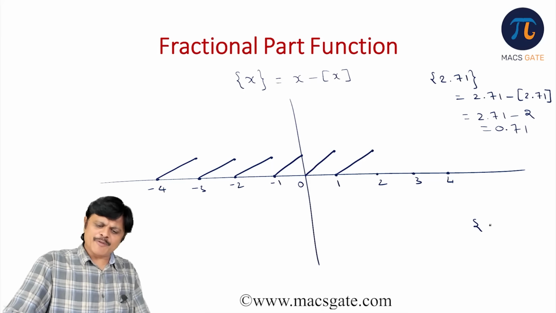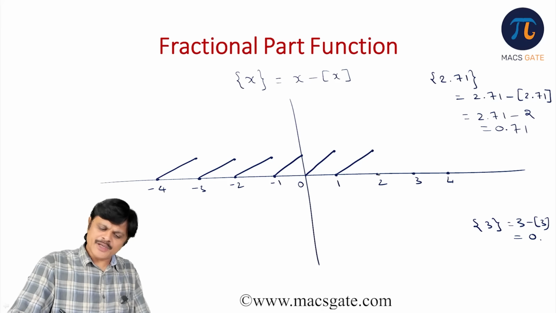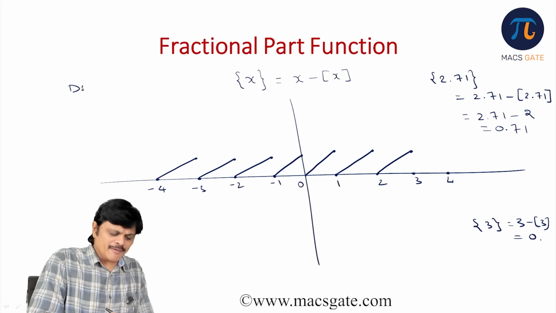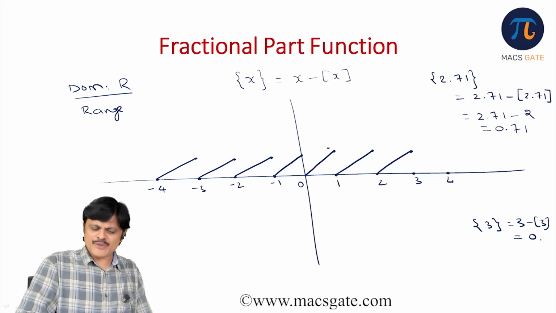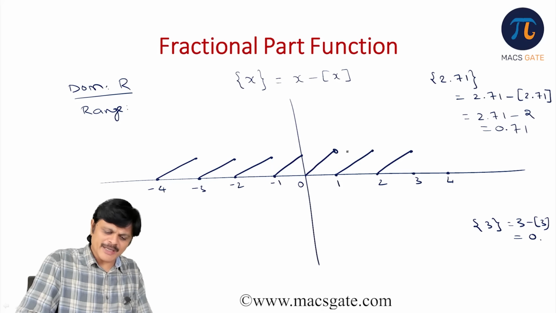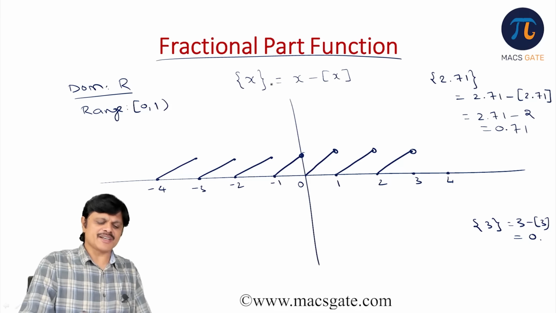For example, if you have 3, then it is 3 minus 3, so it becomes 0. At 3 it becomes 0, at 2 it becomes 0, like that. So what will be the domain of this particular function? The domain is the entire R, but the range is 0 to 1; it never reaches 1. The circle means that at this value it will never reach. So 0 to 1. This is called the fractional part function.